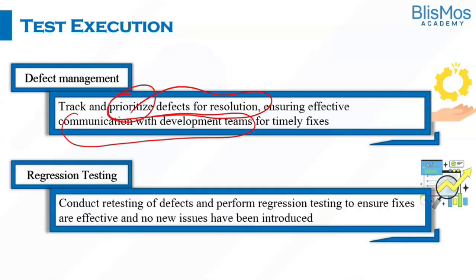Once you fix the defects and deploy them into the system, then you should ensure that the fixes are effective and no new issues have been introduced to the existing system. That would be performed as a part of the regression testing.